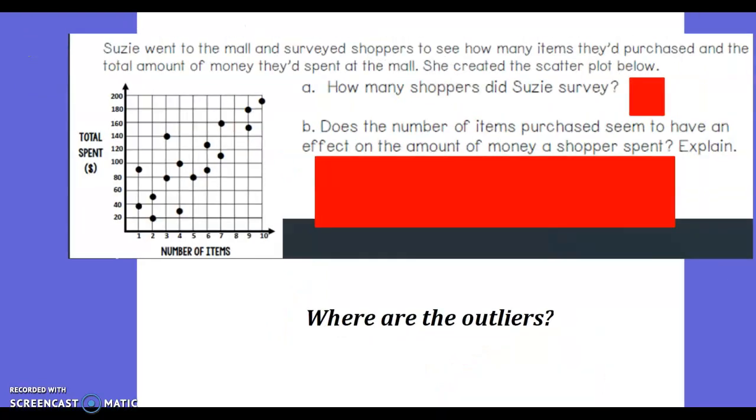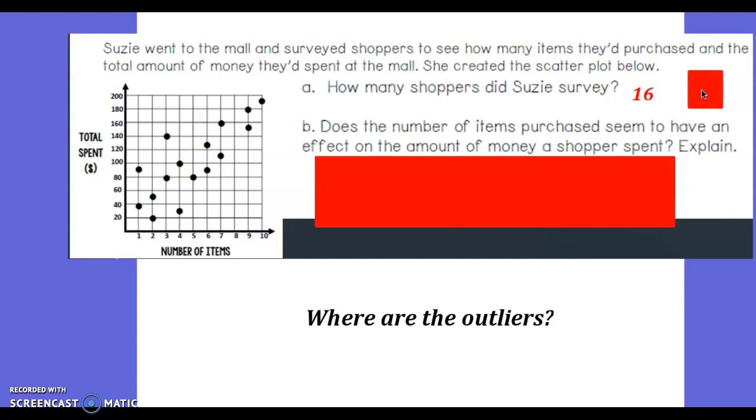In my first example, it says Susie went to the mall and surveyed shoppers to see how many items they'd purchased and the total amount of money that they'd spent at the mall. She created the scatter plot. The first question says, how many shoppers did Susie survey? So how do we find that information? Well, if you look at the graph, you would count up all the different dots there. And so the number of people that she surveyed is 16 because there are 16 different dots on the graph.